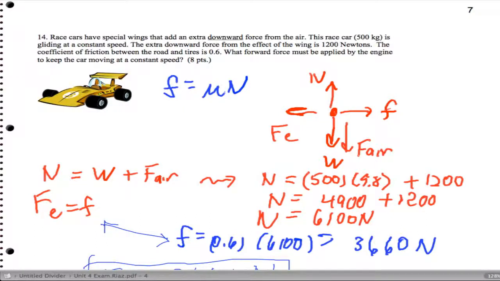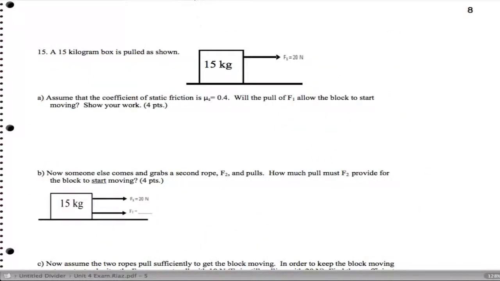Let's work out the next problem here. Problem 15. We have a 15 kilogram block, as shown. So let's assume the coefficient is 0.4. Will we actually get the block moving? So let's get the maximum static friction. That's going to be mu static times the normal.